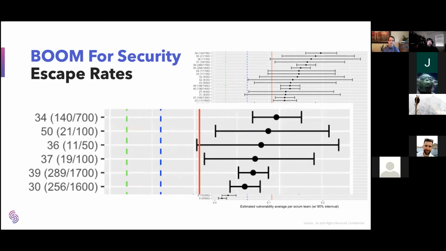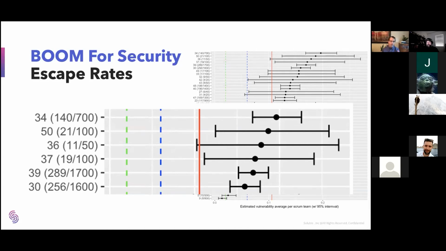So again, let's look at that first one up top, the number 30, that's team number 34. They've had a total of 140 escapes over 700 events, right? So we see where they are. We look at the next one down, team 50, less data, right? 100 total, then you go 50 total. So the reality is that we have some teams that have been around for a long time. We have a lot of data. We have teams that have not been around very long.